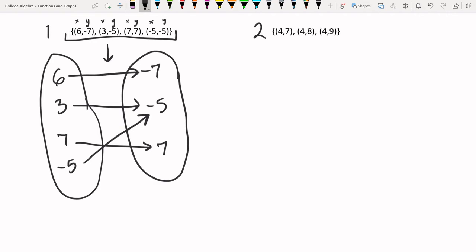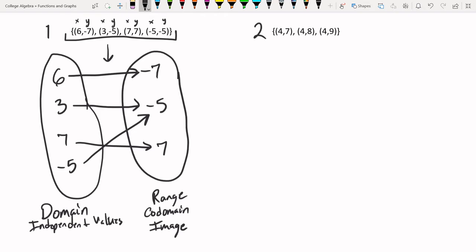And the balloon with all of the x values is called the domain. This is also called the independent values or variables. And the second bubble is called the range, also called the codomain. Sometimes we call the second bubble the image, and therefore the first would be the pre-image. These are all the same kinds of things, talking about the same ideas. I'm going to talk about the domain and range, though, for this video.